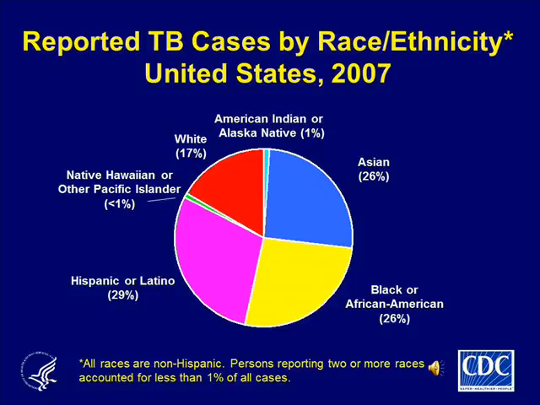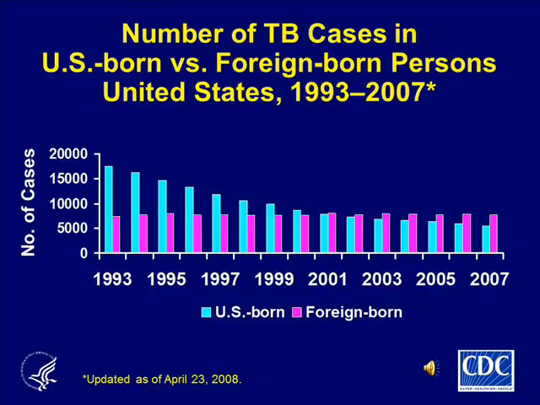Those are making up the largest proportion of tuberculosis patients, whereas they may not be the largest proportion of the population at large. And most of you are familiar with this chart, which shows that back in 2001, nationwide, the number of foreign-born patients passed the number of U.S.-born patients, and that trend continues.